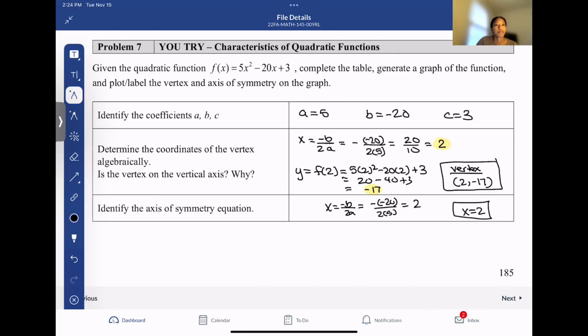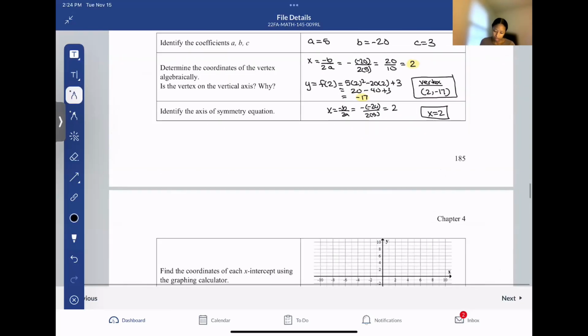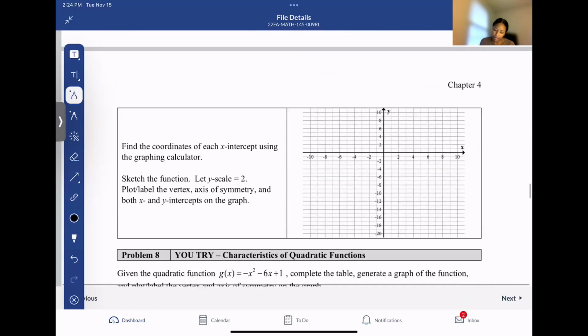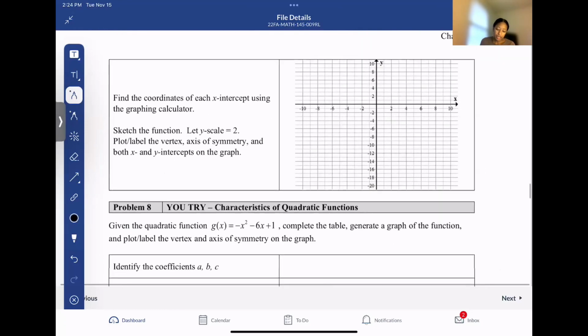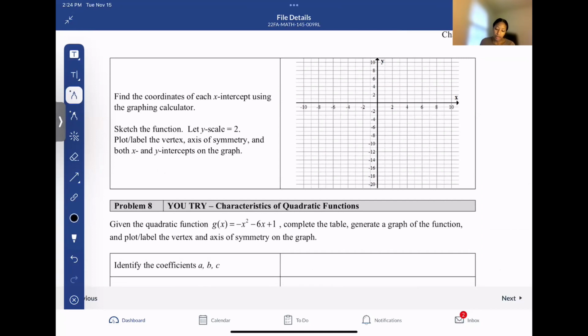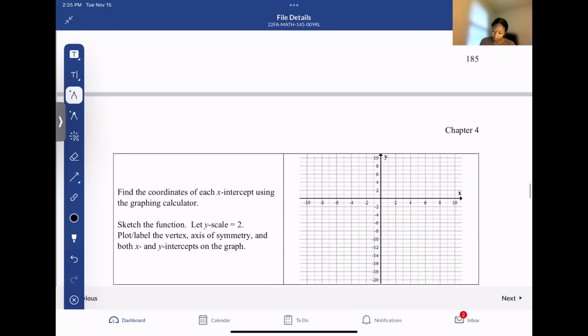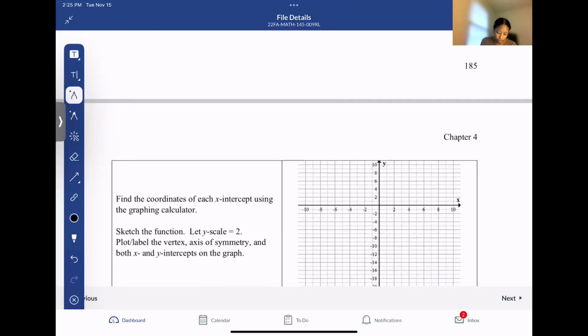All right, now we want to put all of this information together and graph. We were asked for the y-intercept, we should have been. It says find the coordinates of each x-intercept using your graphing calculator, and then sketch the function, plot and label the vertex, axis of symmetry, and both x and y intercepts on the graph. What have we gotten so far?